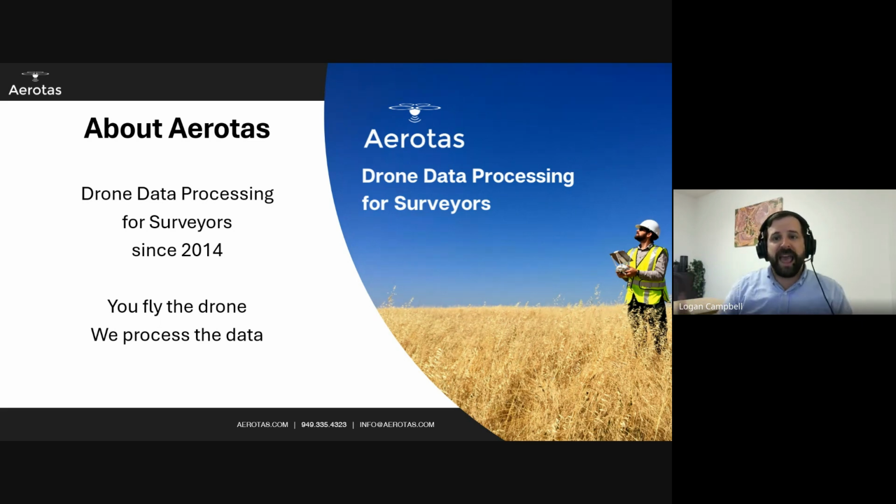The reason why we have the ability to give these sorts of presentations is because we've processed tens of thousands of LiDAR data sets at this point. So we actually get to see what works, what doesn't, what are good practices, what are bad practices, and how to actually be successful as a company using LiDAR in surveying.